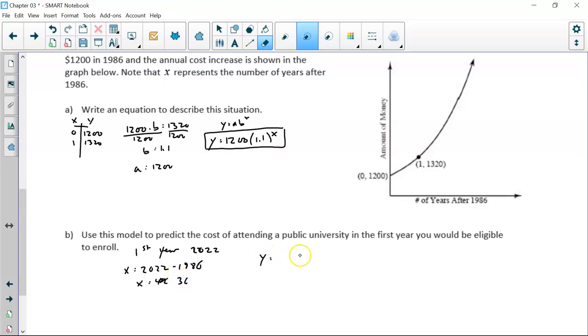So y equals 1,200 times 1.1 to the 36. So you're going to be about $37,095.22 approximately. So that would be the first year for most of the people in this class. Scary numbers. Now, let's go to the next problem.